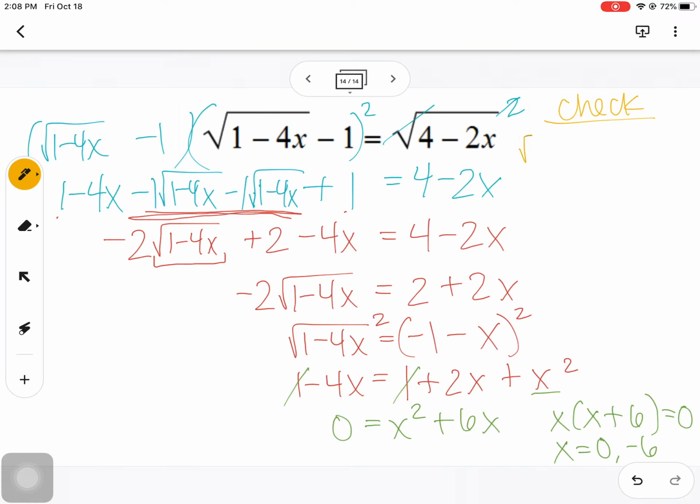When I plug in 0, it'll look like this. 1 minus 4 times 0 is square root of 1, so this is really 1 minus 1, equals 4 minus 2 times 0, which is really just 4, so 2. These do not equal: 1 minus 1 is 0, so 0 is not an answer, so we'll cross it out. Negative 6 might still work, but 0 we're getting rid of.